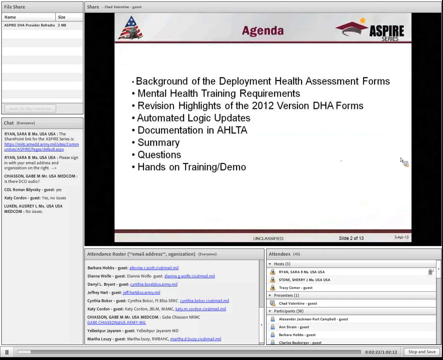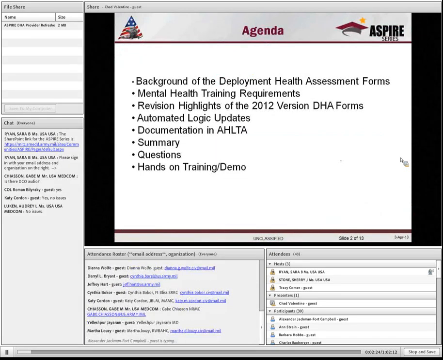So I'll go ahead and jump into the PowerPoint. We'll go through the agenda here first. Basically what we're going to be doing today is going over the background of the deployment health assessment forms. We're going to touch down on the mental health training requirements, and I'll actually be showing you this in a hands-on demo as well. We'll go through some of the training that is required now that the mental health assessment questions are included in the PDHRA. I'm going to touch down on some of the revision highlights of the new 2012 forms.